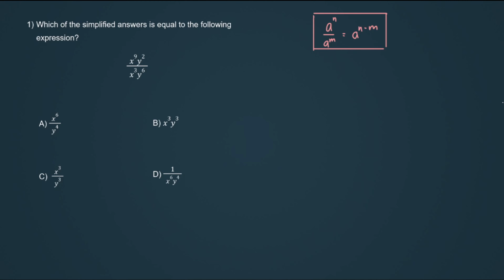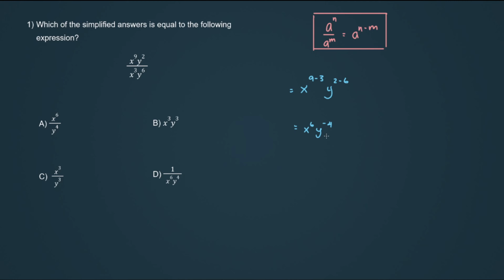And you see in this case, that's what we have. We have x on top, x on bottom, so we can subtract the exponents, top minus bottom, 9 minus 3. And here we have y on top, y on bottom. So same base, we subtract the exponents, top minus bottom, okay? And so that's going to give me x to the 6, y to the negative 4.